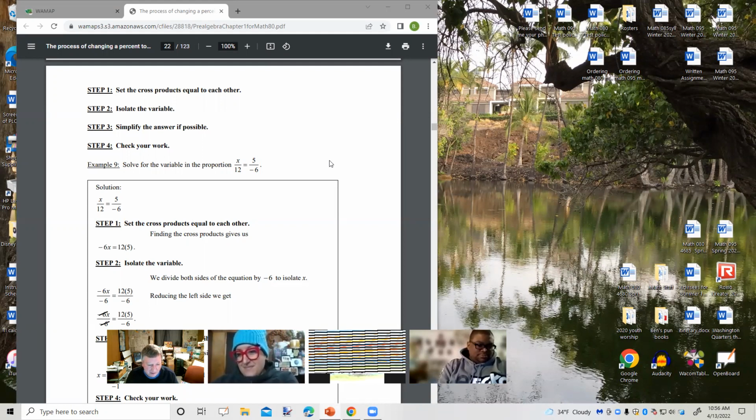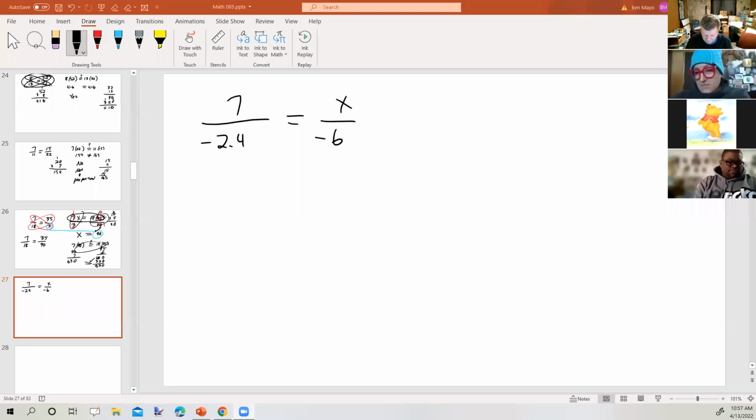Okay. All right. So let's take a look at another example. 7 over -2.4 equals x divided by -6. So step number 1, we're going to set the cross products equal. So -2.4 times x equals 7 times -6. Okay, so set the cross products equal to each other. Any questions there?